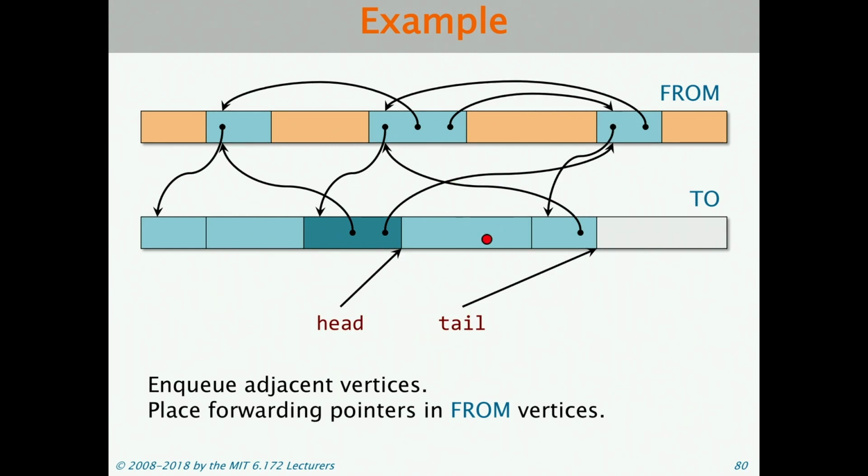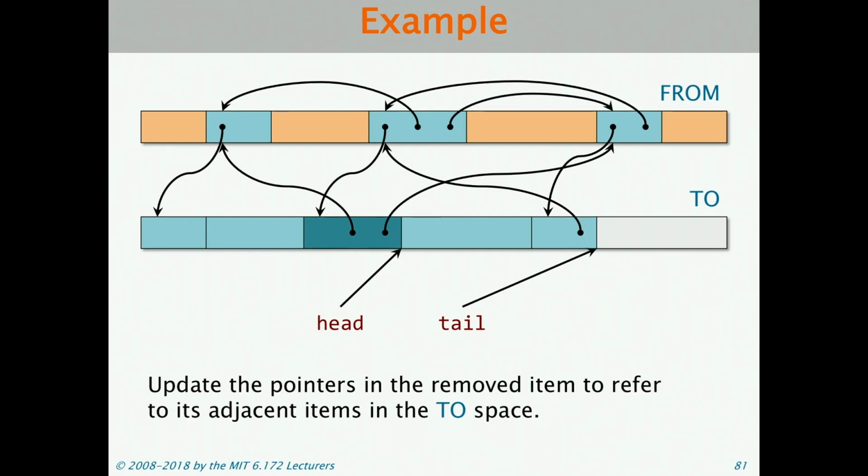And then for the object that I just dequeued, I'm going to follow the forwarding pointers of its neighbors, and that will give me the correct addresses now. So I'm going to update the pointers by just following a forwarding pointer. So the first pointer pointed to this object, which has a forwarding pointer to this. So I just make it point to this object in the to space. And then similarly for the other pointer, I'm going to make it point to this object. So that's the idea of how to adjust the pointers.